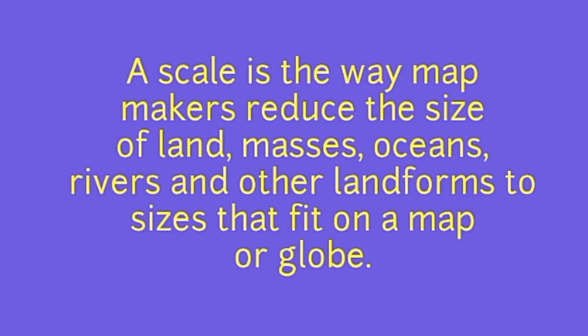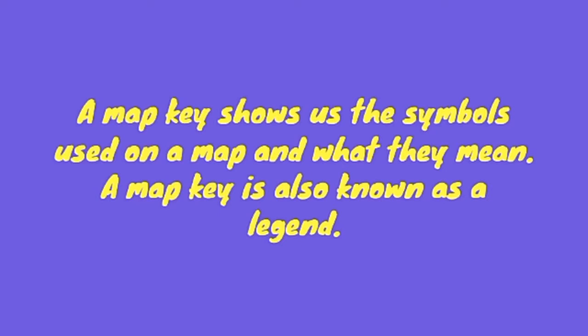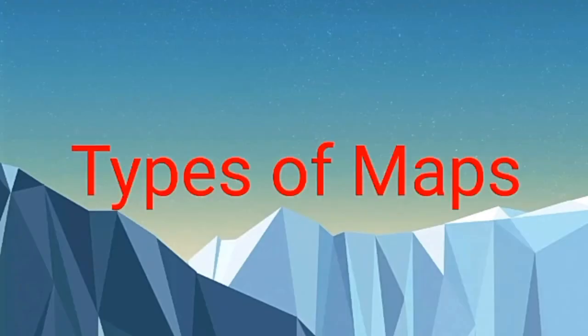Okay, now we'll move on to a map key. A map key or legend shows us the symbols used on a map and what they mean. So actually, a map key can also be called a legend. Now, if you check any map, let's say the map of Nigeria, either at the bottom, on the left or the right, you see some keys, some symbols used, and the meaning. We're going to see that as we continue in the lesson. Now let's look at the types of maps.